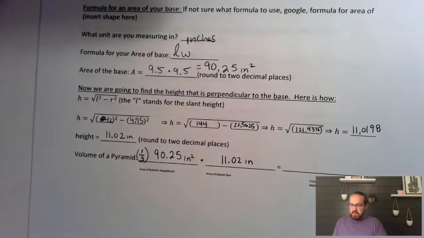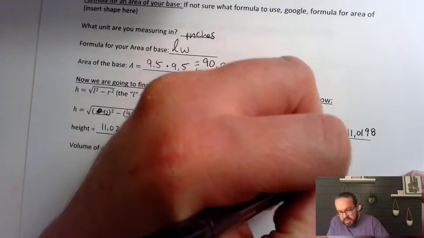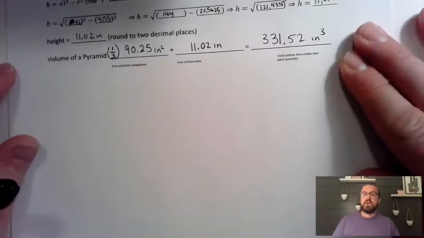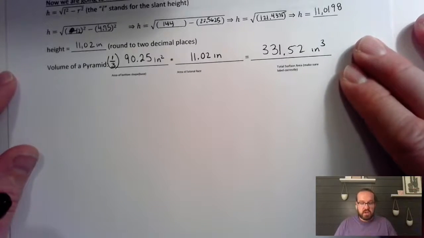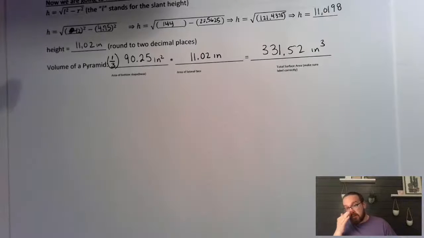All right, so we have 11.19 times 90.25, and then I'm going to multiply that by 1/3, or just divide it by 3, is 331.52 inches to the 3rd power. Again, make sure that we're labeling that correctly, okay? Do not forget about that 1/3 when we're actually finding the volume here.